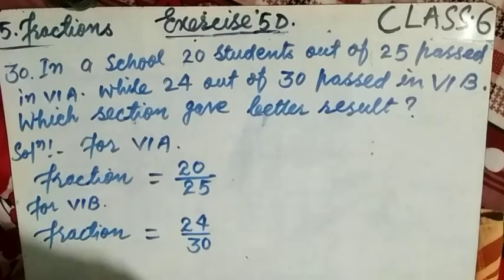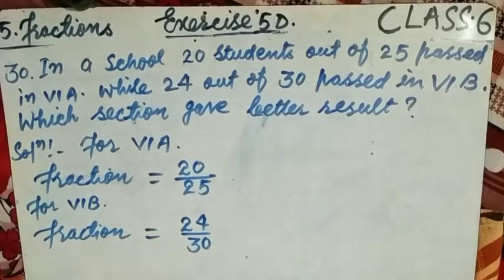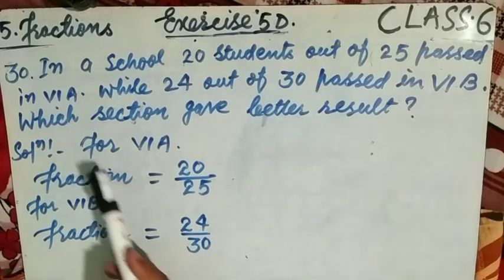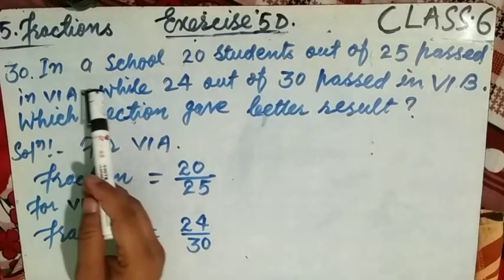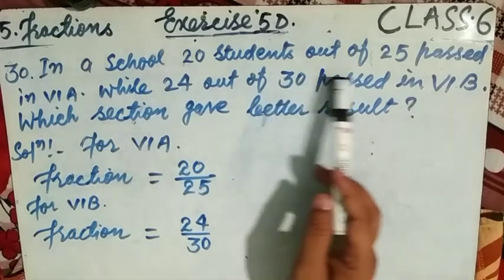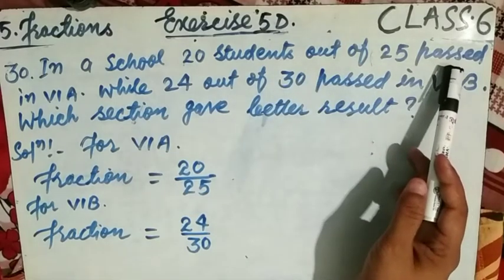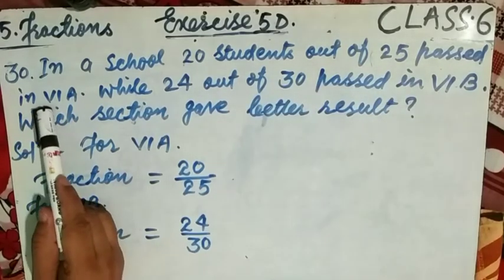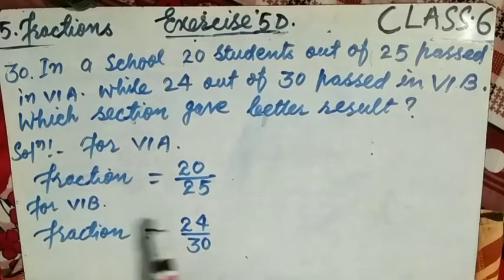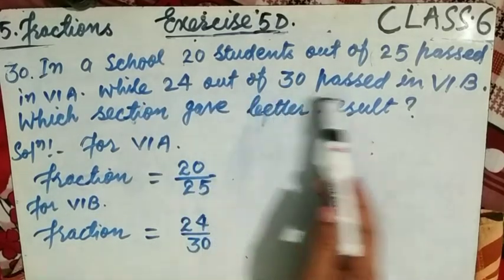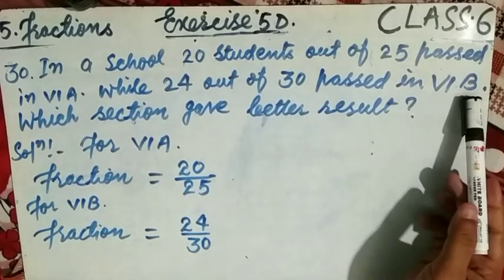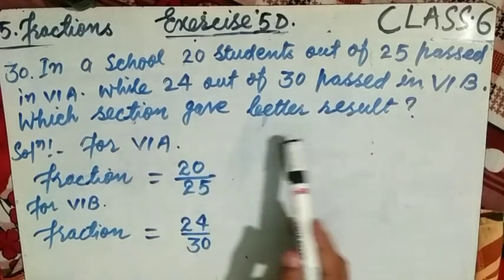Now next question. Now friends, see, we have taken question number 30. This is the last question, and it is more interesting than the previous question. In a school, 20 students out of 25 passed in class 6A, while 24 out of 30 passed in section B. Which section gives the better result?